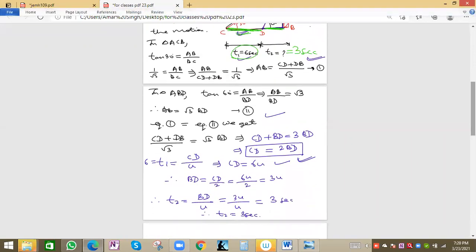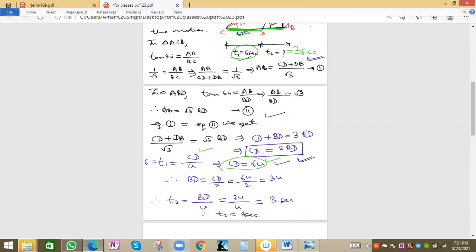So now we can see CD will be equal to twice of BD. So what is the CD value? CD is distance, which is speed into time. Speed is u and time is 6 seconds, they have given. CD will be speed into time. Speed is u, we have taken initially, and time is 6. So 6u is the CD.